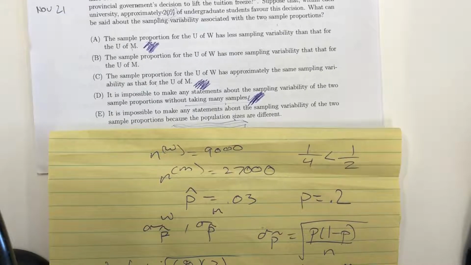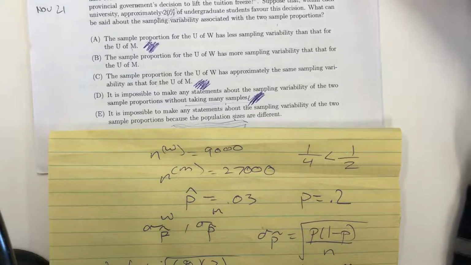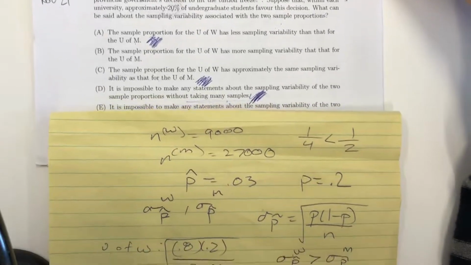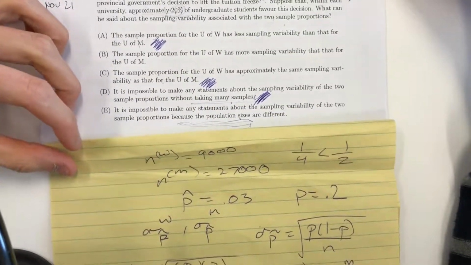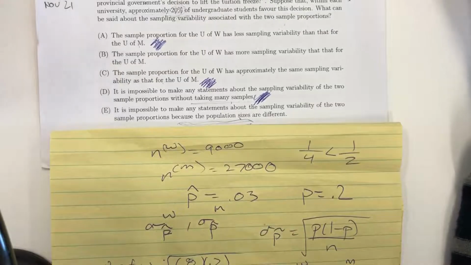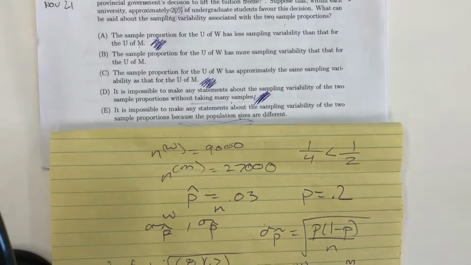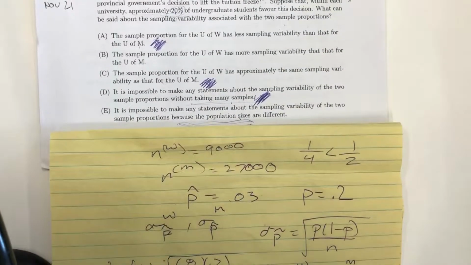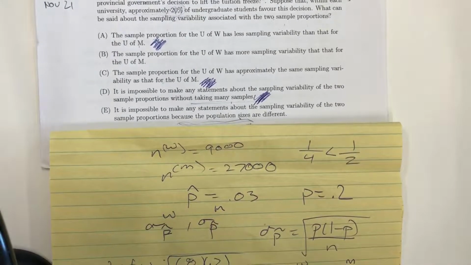Letter choice C wouldn't be the right answer because sigma P hats for U of W and U of M are different. They're not the same. Letter choice D is false because we can calculate sigma P hat given all the information above. And E is false because if we aren't able to make an inference based on different population sizes, then there's no point in finding sigma P hat. So the answer choice here should be B.